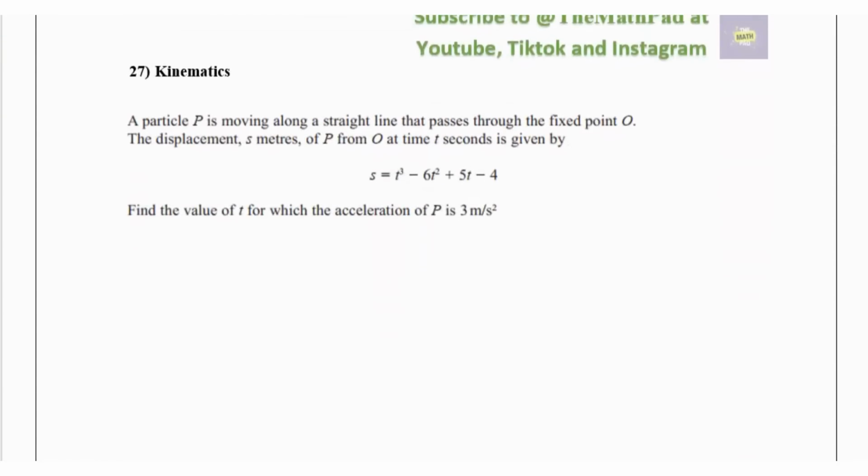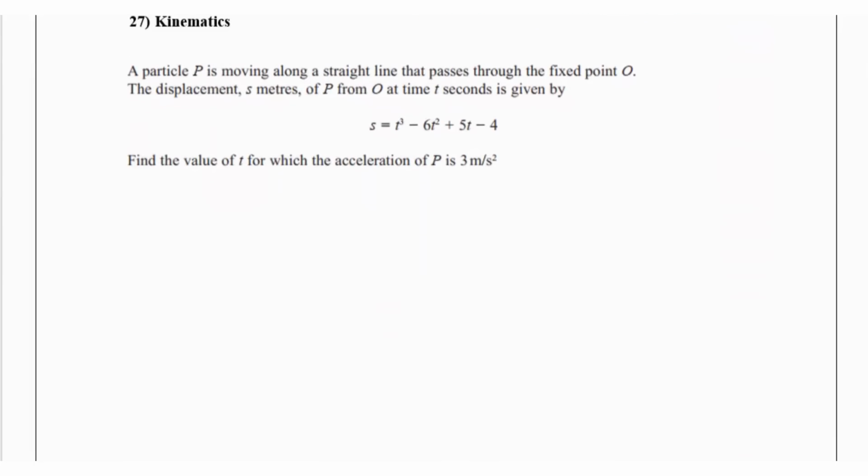Now, a particle P is moving along a straight line that passes the fixed point O. The displacement s meters of P from O at time t seconds is given by s equals t cubed minus 6t squared plus 5t minus 4. Find the value of t for which the acceleration of P is 3 meters per second squared. So you need to know that when you differentiate displacement, you get velocity. And when you differentiate velocity, you get acceleration.